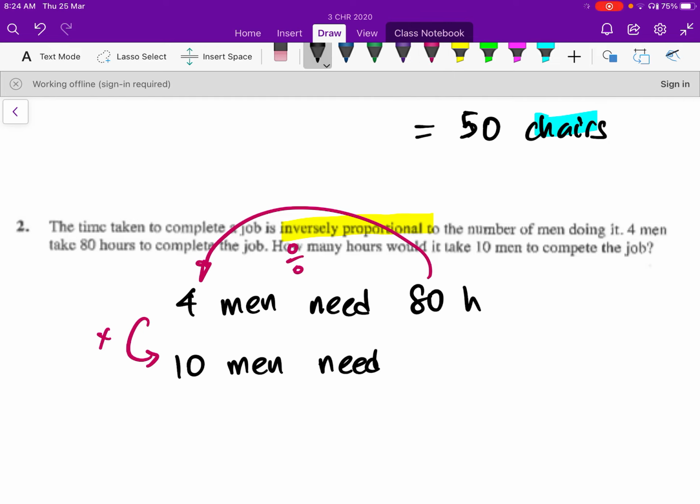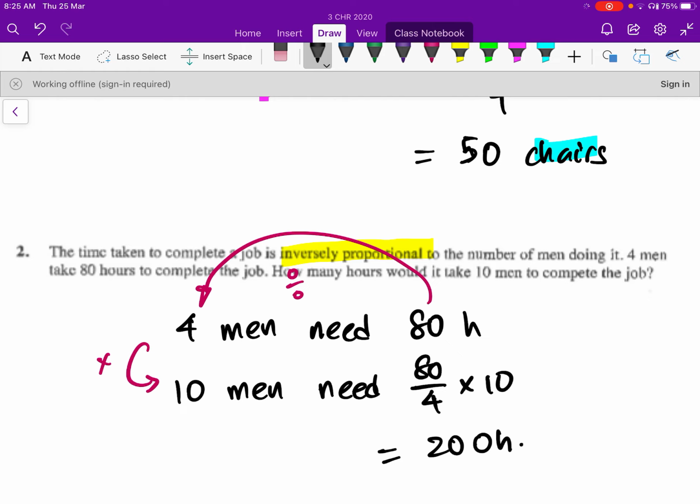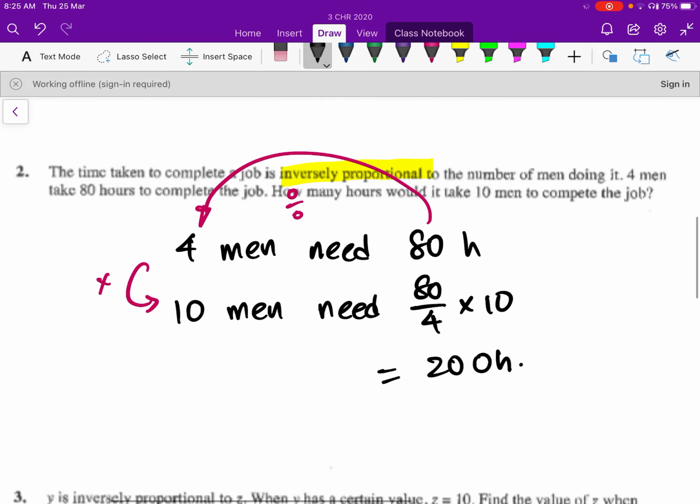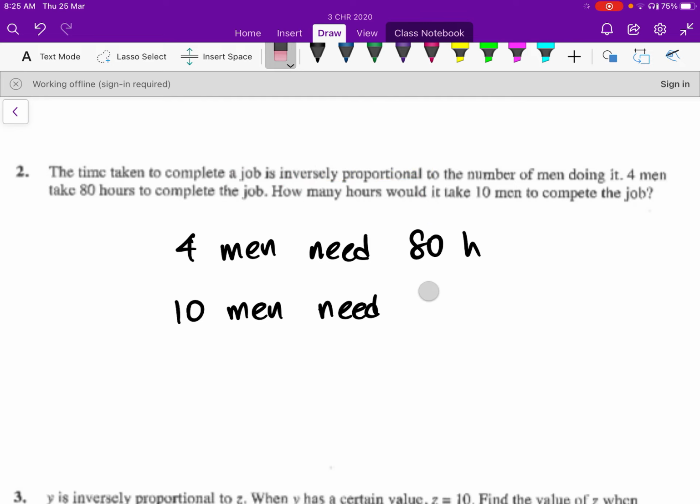80 divided by 4. 80 over 4 times 10. We get 200 hours. Does this make sense to you? Cannot be, right? 4 men need 80 hours. Well, I have more people there, I need more time to finish it. Cannot be. Something is wrong over here. What is wrong? Because it is inversely proportional. So we cannot use this. Whatever I taught you over here works a lot of times because most of the questions are directly proportional. Today this is inversely proportional. I cannot do this.